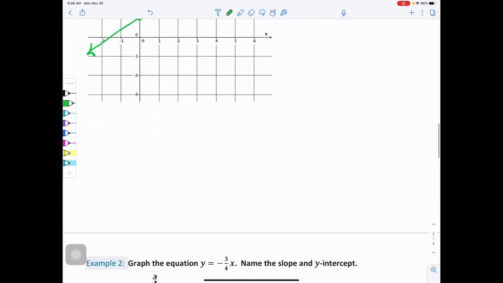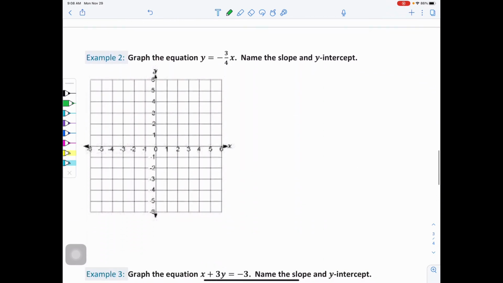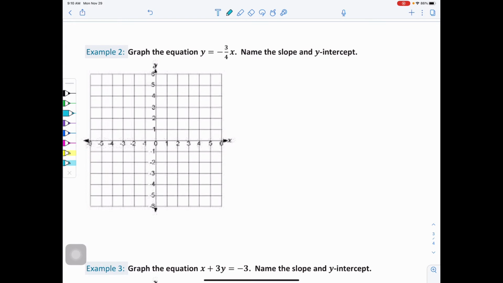Now let's move on to example 2. It says graph the equation y = -3/4 x. Name the slope and y-intercept. So if you remember back to our steps, step number 1, you need to make sure the equation's in slope-intercept form. Our equation actually is in slope-intercept form. y = -3/4 x, and then if there's nothing on the end, that's the same as plus 0.